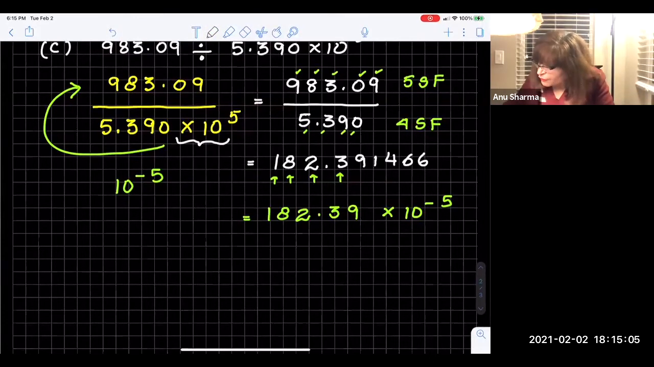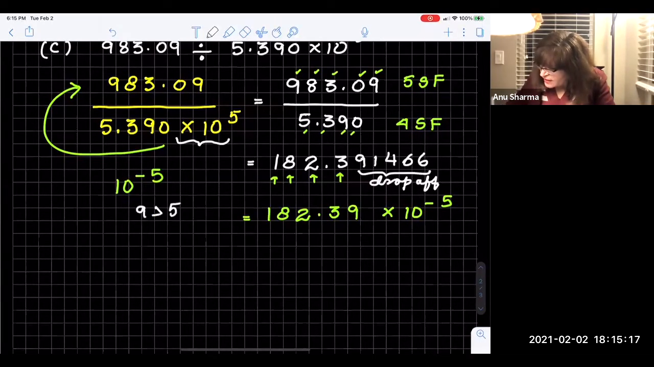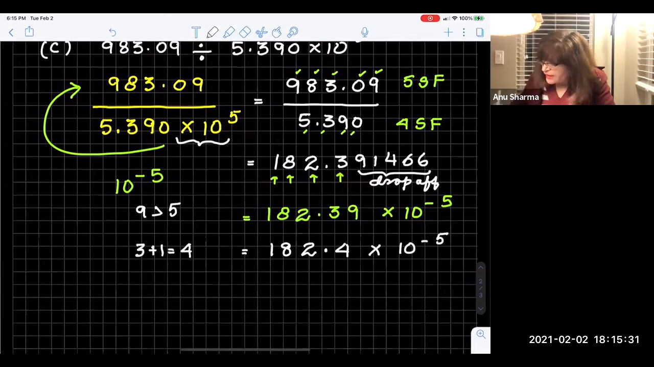And we need to have, first of all, let's do the significant figures thing. So we need these 4 spaces and we're going to be dropping these guys off. And we see that 9 is more than 5. So this becomes 182.4 into 10 to the power negative 5. So then 3 plus 1 is equal to 4. That's where you get that from.